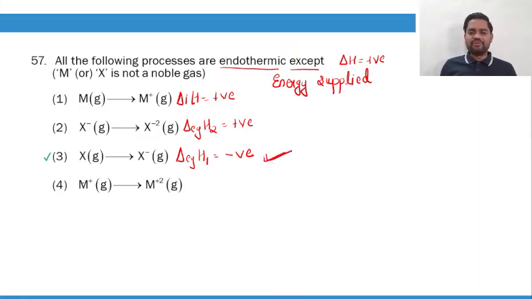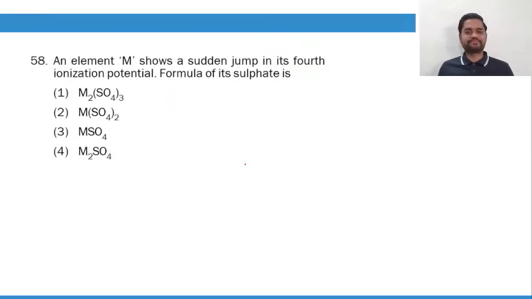Okay. Talking about the last option, let us justify. M plus is getting converted to M2 plus. Again, it's an ionization enthalpy. Rather, it is a second ionization enthalpy, and hence it will be always positive. That means energy needs to be supplied. Okay. So question number 57, right answer is option number 3.